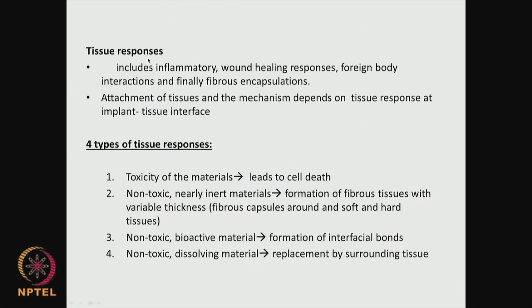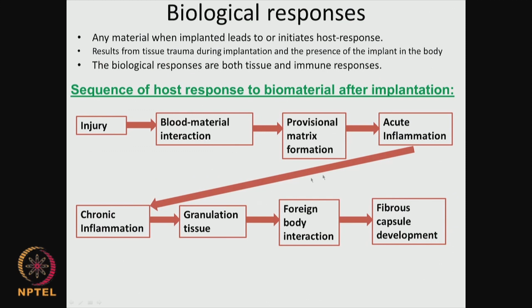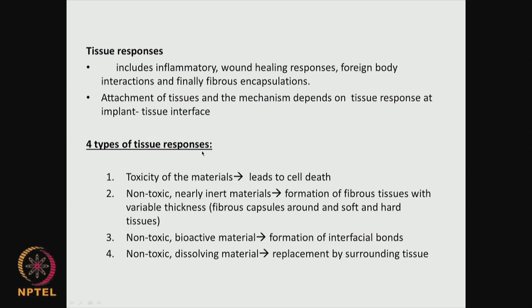So, what are these tissue responses? They include inflammatory and wound healing processes, because the surgeon has opened, created a wound, and there is a foreign body. So, there is a wound healing response, foreign body interaction, and finally fibrous encapsulation, like I showed you. Okay. So, what are the four types of tissue response? Toxicity of the material, because the material itself could be toxic, which may be killing your cells. There could be some leachant. For example, it is known that polymethyl methacrylate is made up of acrylic acid. Acrylic acid could be a little bit toxic to the cells, which may lead to cell death.